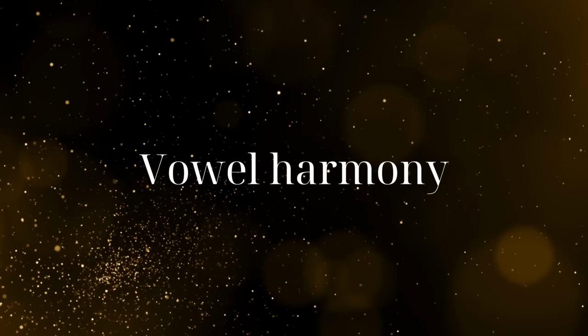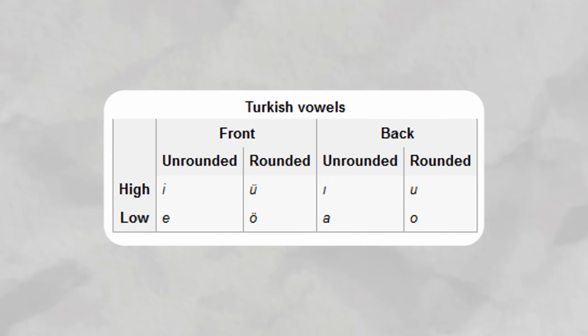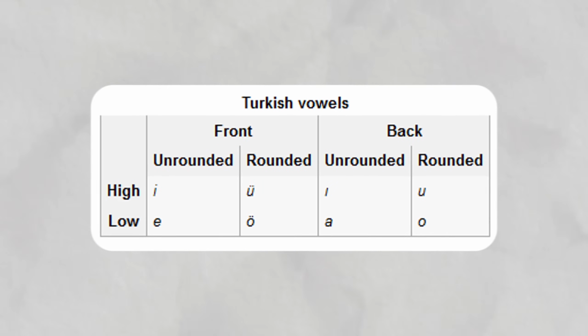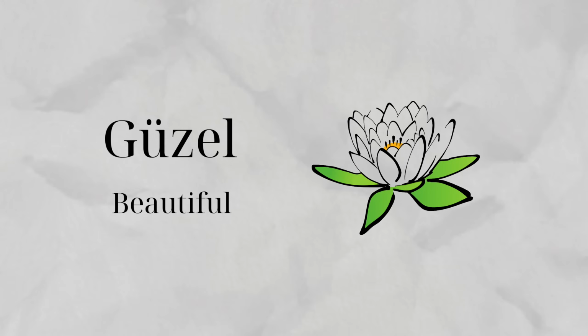Turkish features vowel harmony, where the vowels in a word must harmonize in terms of frontness, backness, and roundness. There are 8 vowels in Turkish, and they are divided into 2 groups: front vowels e, I, Ö, Ü, and back vowels a, Ö, O, U. Words are constructed in a way that maintains this harmony. For example, in the word kapı, both vowels a and Ö are back vowels. Güzel, beautiful, both vowels Ü and E are front vowels, but Arabic and Persian don't have vowel harmony.